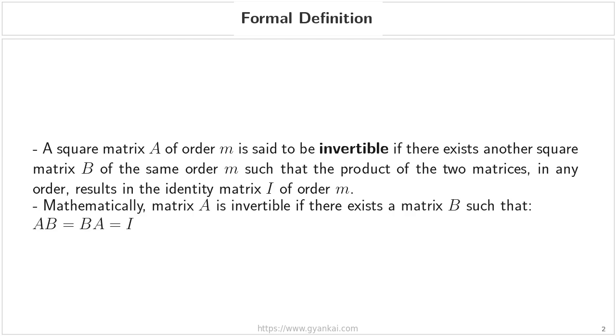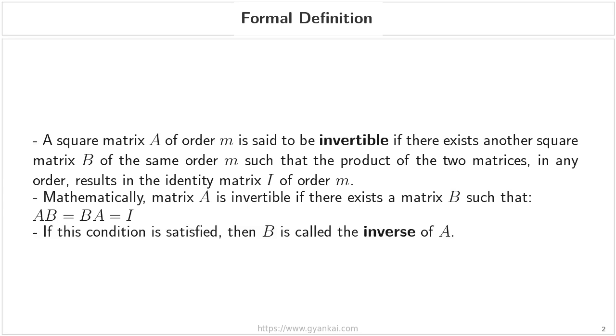To express this mathematically, matrix A is invertible if there exists a matrix B such that A times B equals B times A, and both of these products are equal to the identity matrix I. Whenever this specific condition is satisfied, we refer to matrix B as the inverse of matrix A.